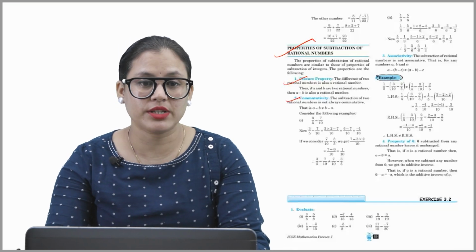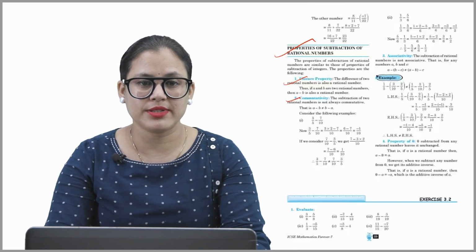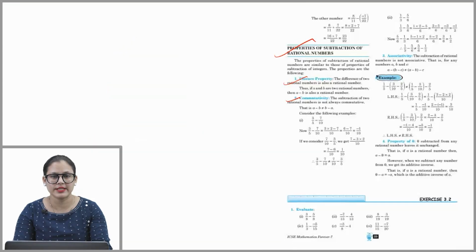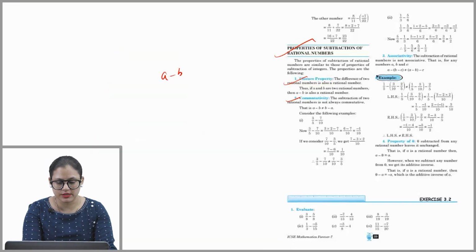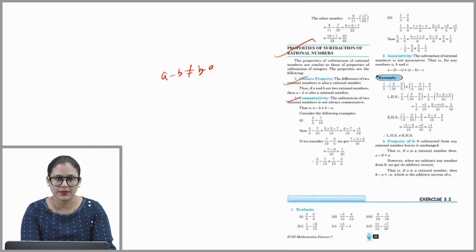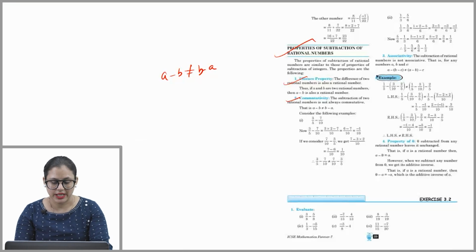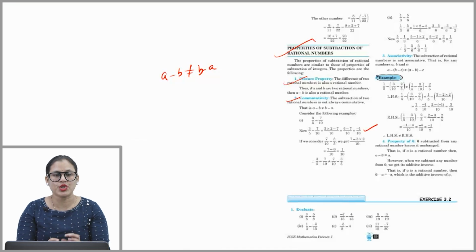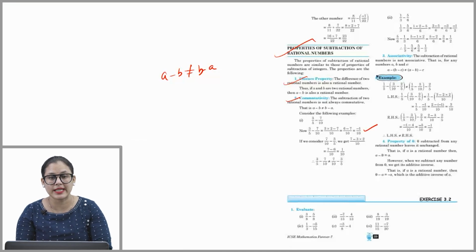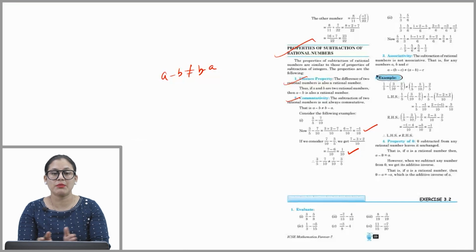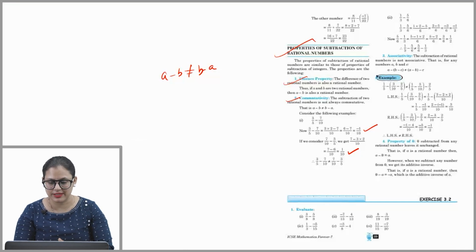2, commutativity. The subtraction of two rational numbers is not always commutative. That is, a minus b is not equal to b minus a. Consider the following examples. If you subtract 7 by 10 from 3 by 5, we'll get minus 1 by 10. But if you change the order, then if you subtract 3 by 5 from 7 by 10, you will get the answer 1 by 10. That means a minus b is not equal to b minus a, right?